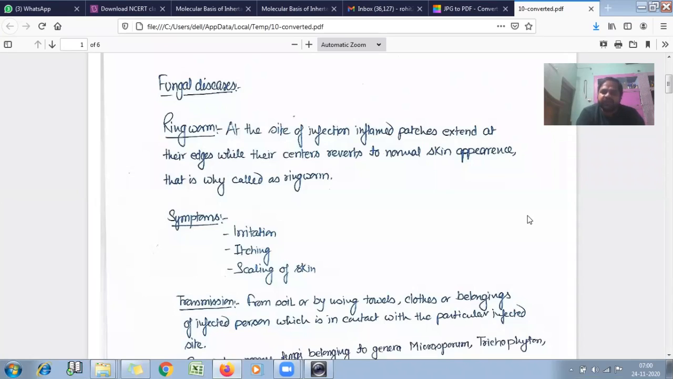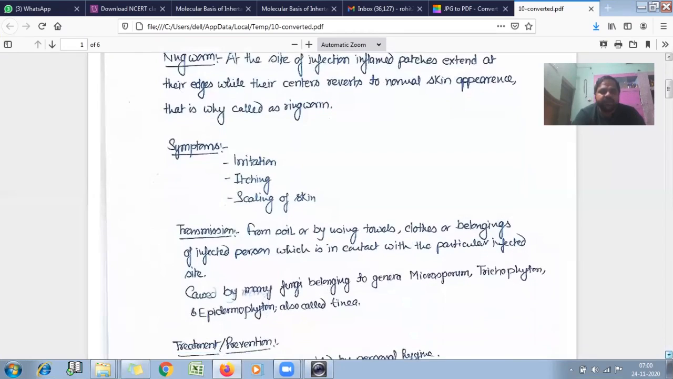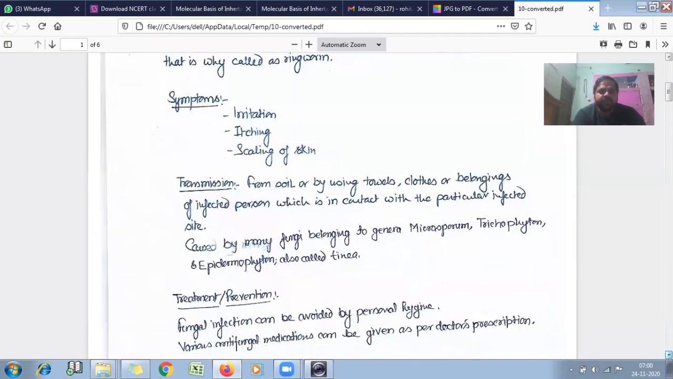At the site of infection, the inflamed patches extend at their edges while their centers revert to normal skin in appearance, and it looks like a ring. That's why it is called ringworm. Its symptoms are irritation, itching, and scaling of the skin also.